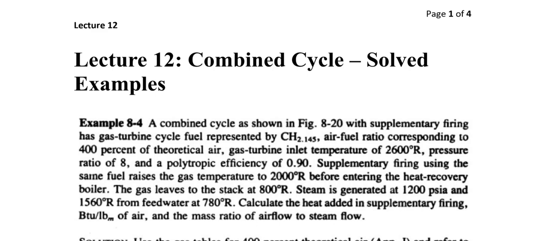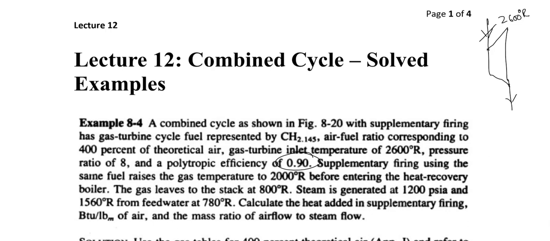So drawing a little sketch of the schematic diagram of the cycle. We have the inlet of the gas turbine and the exit of the gas turbine. The inlet of the gas turbine is at 2600 degrees Rankine, and the exit temperature is not given. We have the pressure ratio, which is 8, and the polytropic efficiency of the turbine is 0.9. The polytropic efficiency for the cycle is given, which means it is the polytropic efficiency of the turbine as well as the compressor.